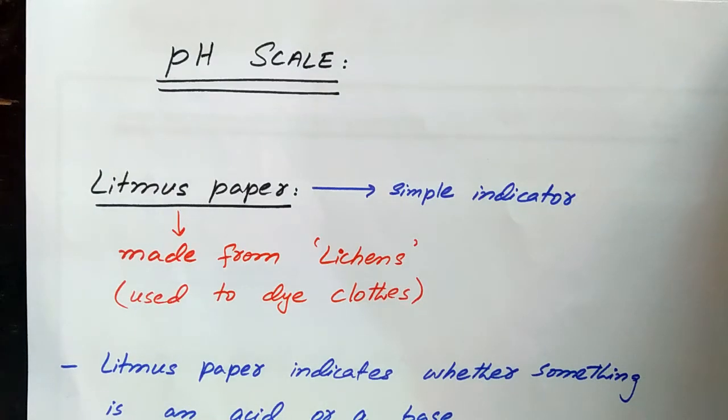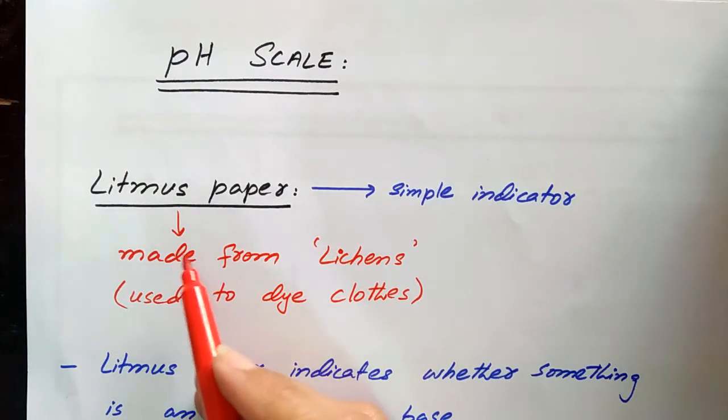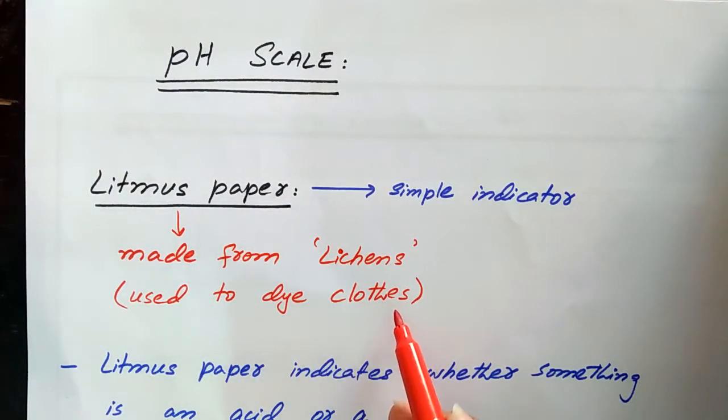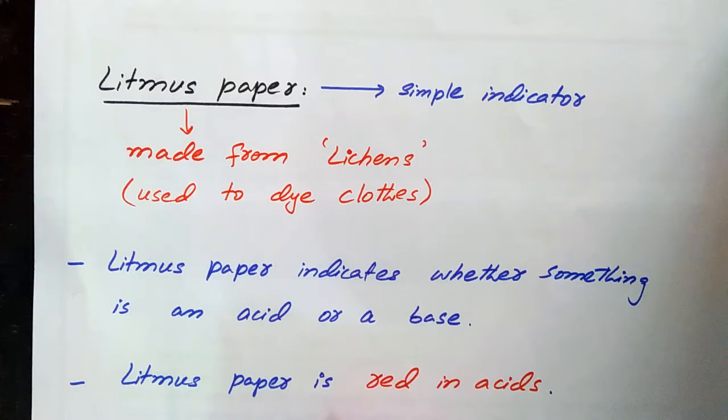Before discussing the pH scale, we must discuss a simple indicator, that is basically the litmus paper. Litmus paper is made from lichens that have been used to dye clothes for many years. Litmus paper is a simple indicator, and it indicates whether something is an acid or a base.